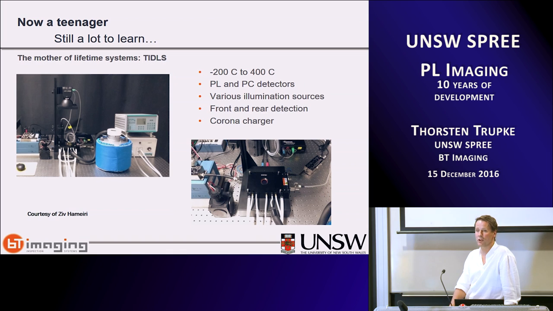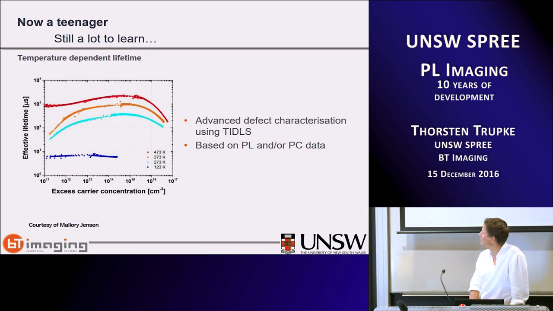It enables front and rear detection, and I'll talk a bit about that. We have a corona charger to charge surfaces, so it really is an extremely versatile and useful tool, well designed, and we're now starting to use that for the characterization of all kinds of defects and processes. And I'll show you one example. This is data that Mallory Jensen has measured recently. She actually came from MIT to Australia just to be able to use that system.